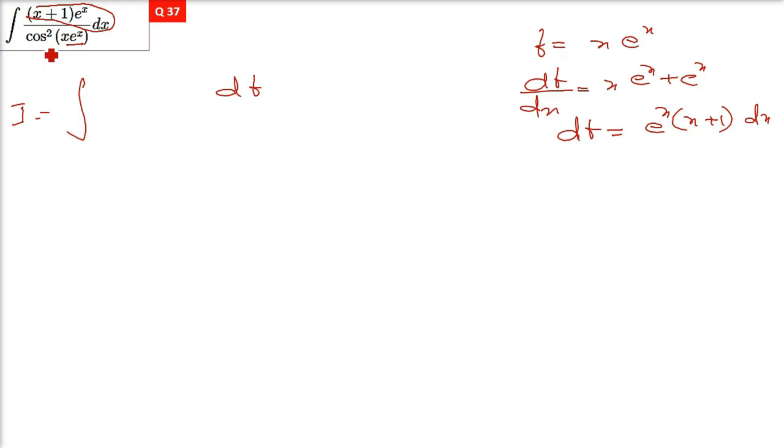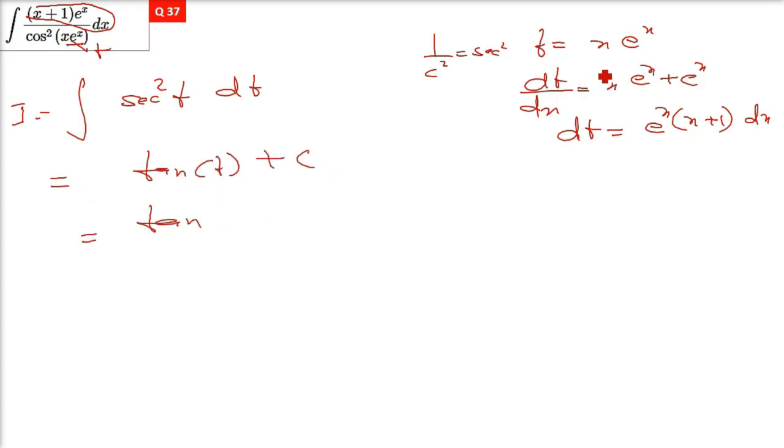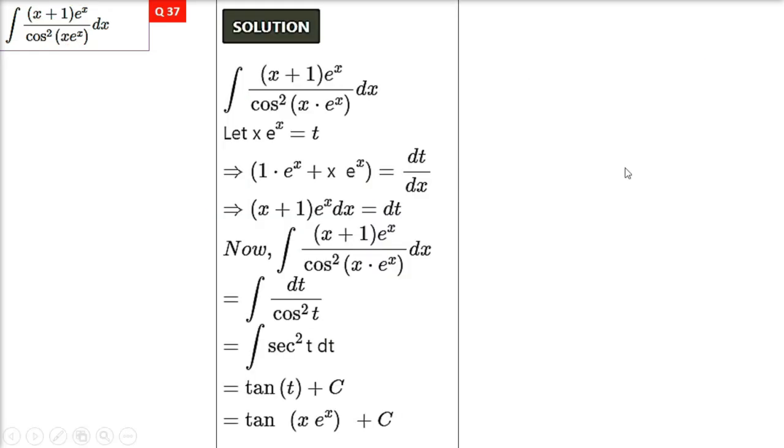Cos square of x e raised x. x e raised x was taken as t. So 1 by cos square is sec square. So sec square, in place of x e raised x write t. Sec square t integration is tan t plus constant of integration. Tan, in place of t, x e raised x, plus constant of integration. This is your final result. So this is the result I was talking about.